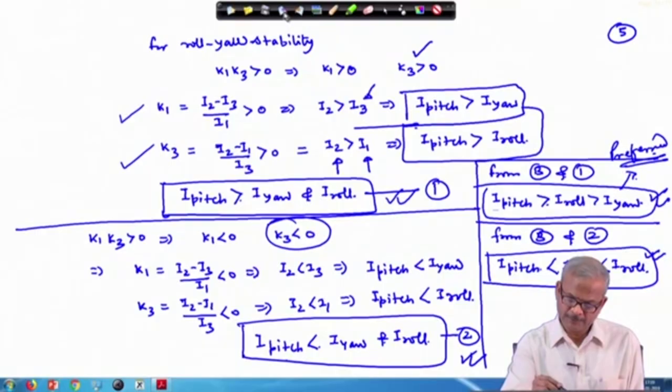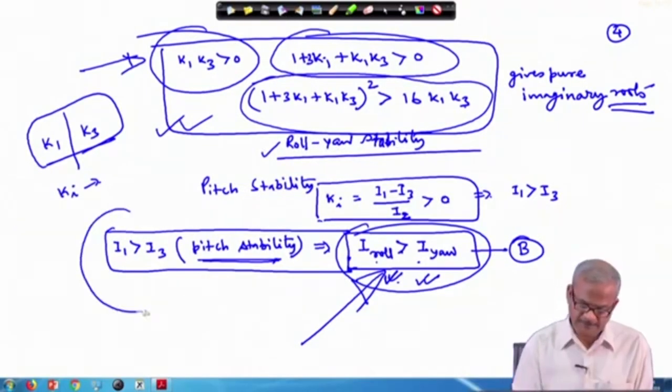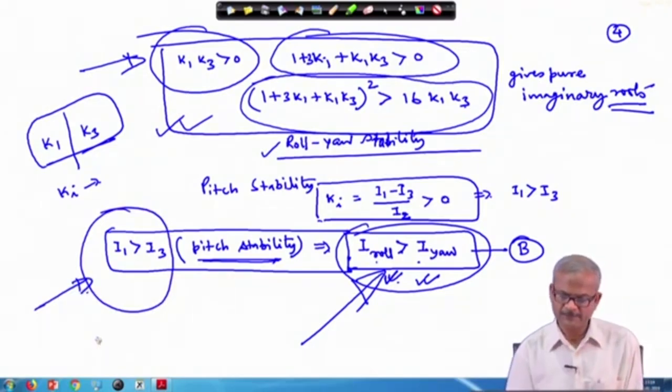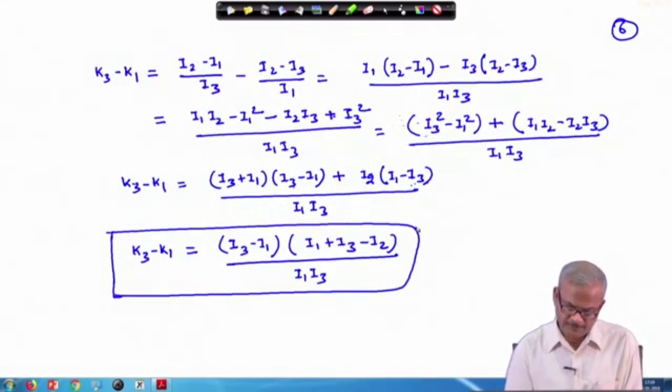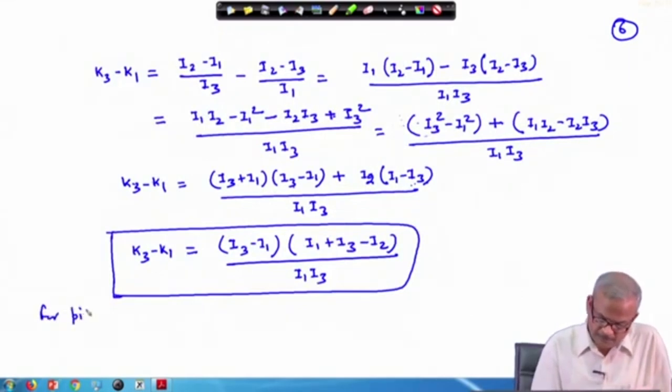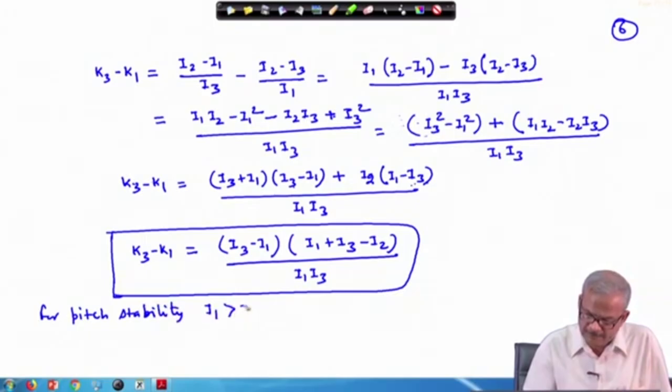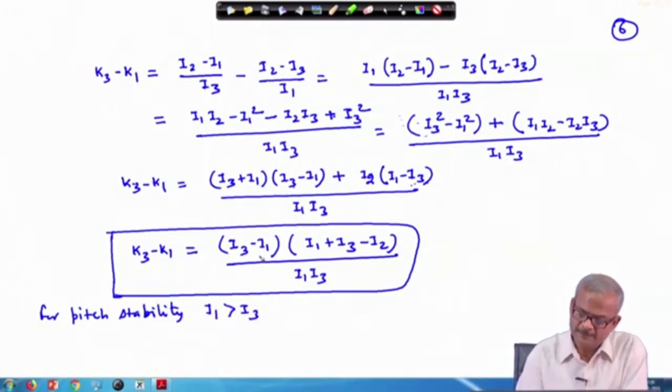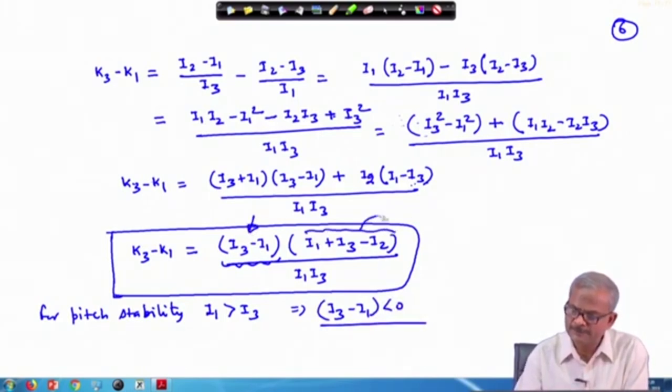Now, go back and look at what was required for pitch stability. For pitch stability, it was required that I1 should be greater than I3. If that happens, the quantity I3 minus I1 will be less than 0. So, this quantity becomes negative, and I will show that this other quantity is always positive.